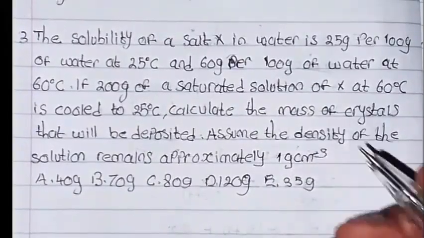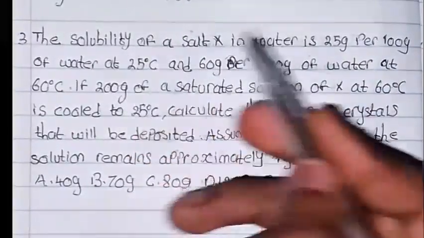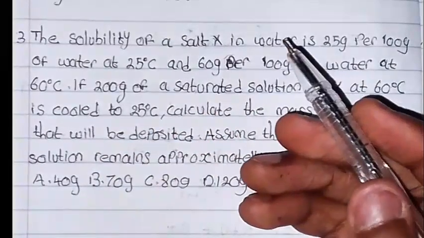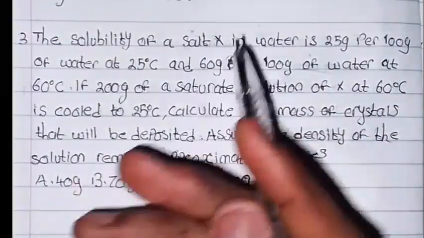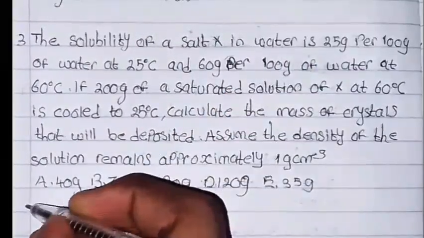Now, we could find the solubility of the salt at 25 degrees Celsius, find the solubility at 60 degrees Celsius, then find the mass of salt that will be yielded with 200 gram of solution. But that'll be a long method. We can use a direct comparison method. What do I mean? Let's solve.